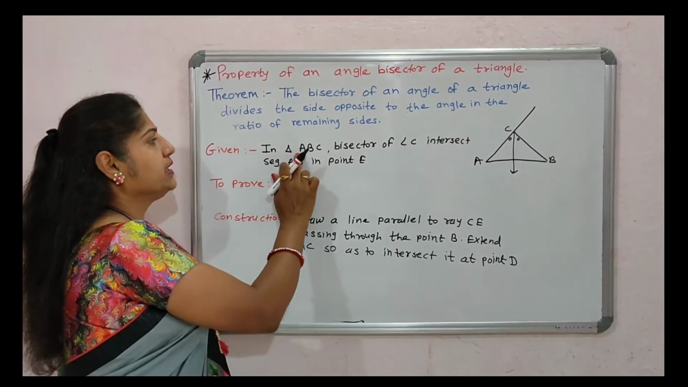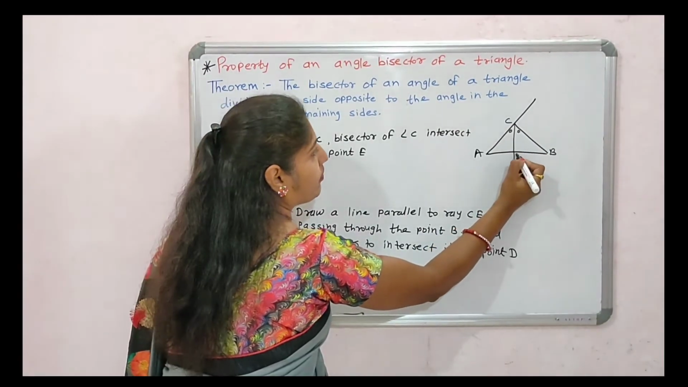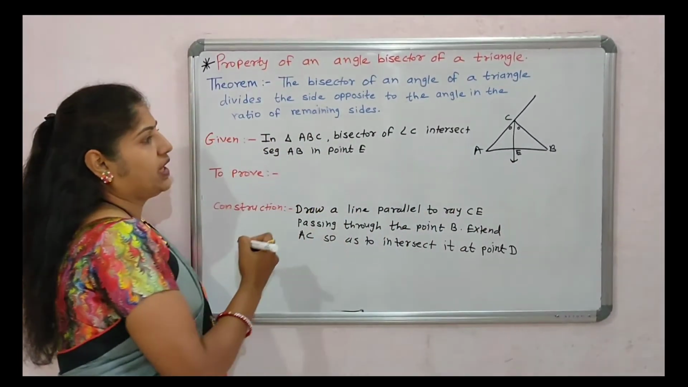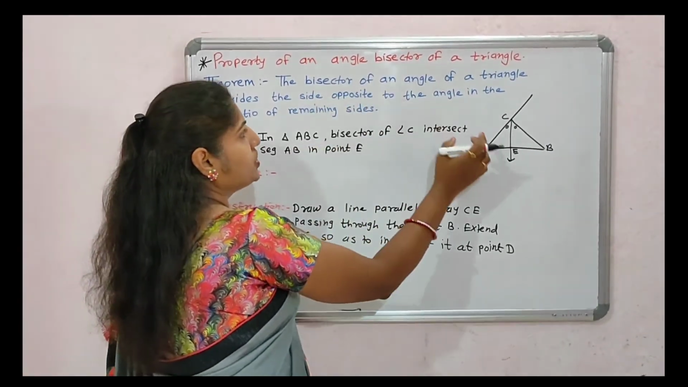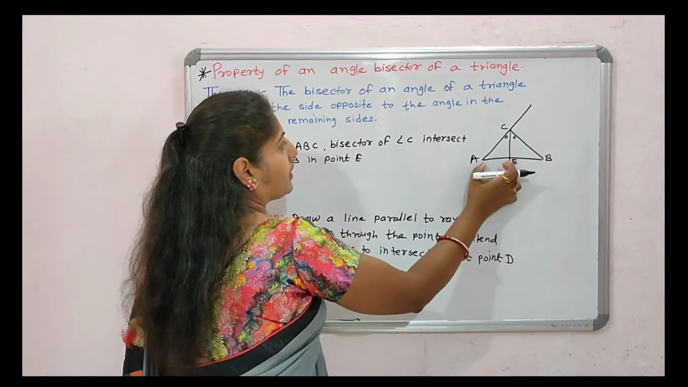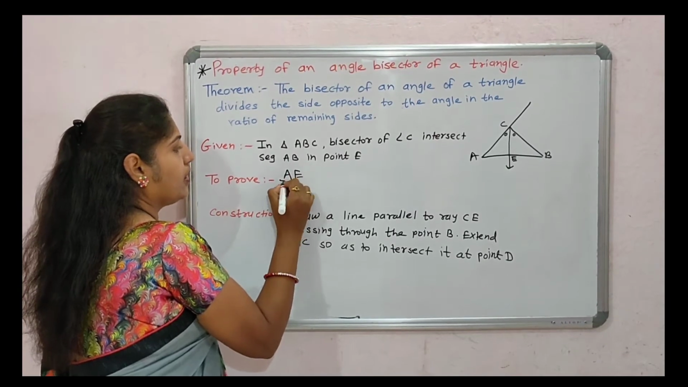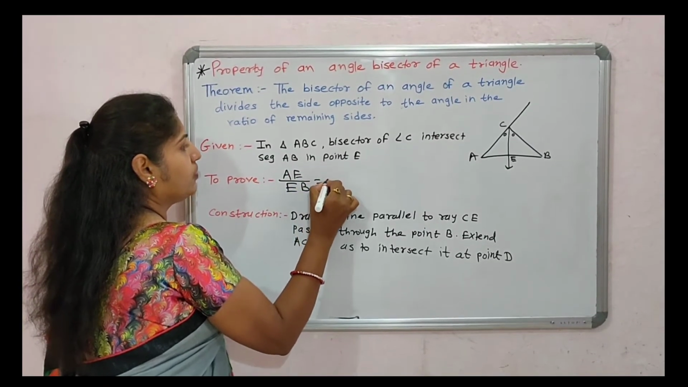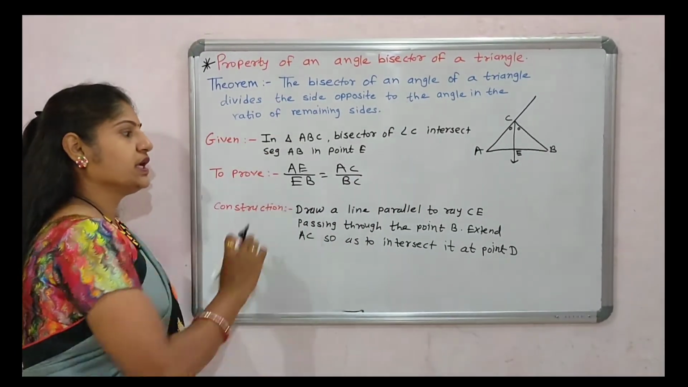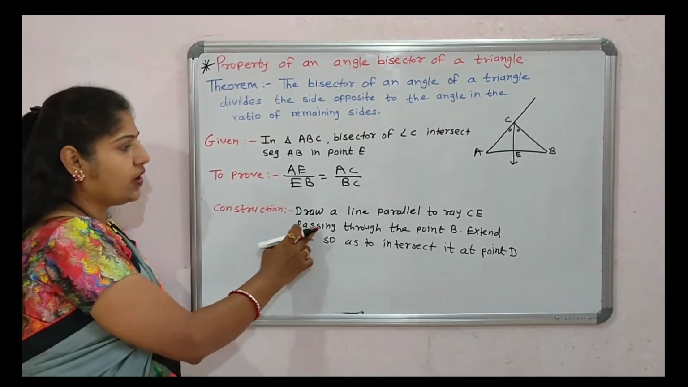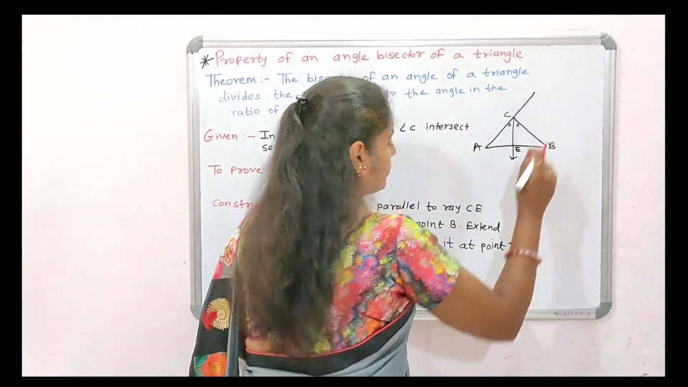The given part is, in triangle ABC, the bisector of angle C intersects AB at point E. To prove that the side opposite to that angle is divided in proportion to the remaining two sides, that is AE upon EB equals AC upon BC. To prove this theorem, we need some construction. Draw a line parallel to CE.